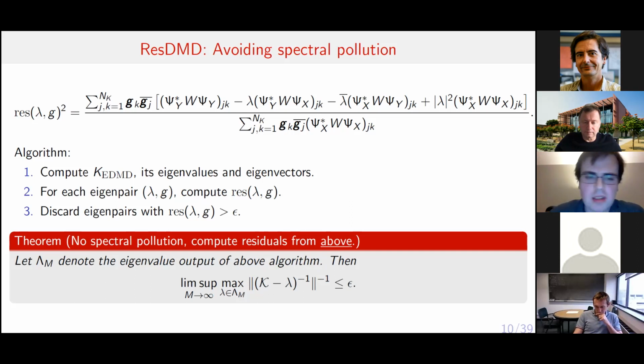Now a word of warning about this algorithm. All we're doing is cleaning up the eigenvalues of EDMD, right? We have no guarantee that we're going to approximate all of the spectrum. And in fact, it's very easy to develop counterexamples that show that you don't in general. So whilst we avoid spectral pollution, we're not guaranteed to approximate all of the spectrum.